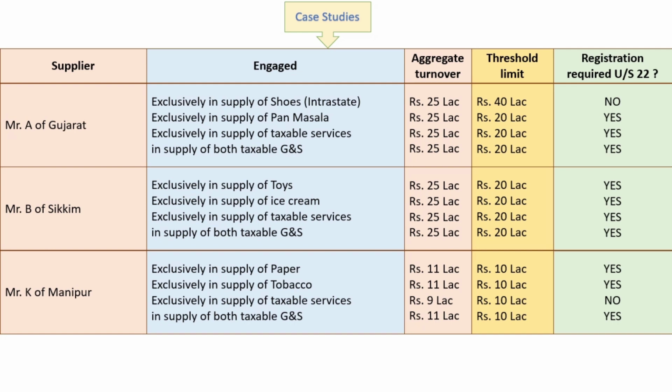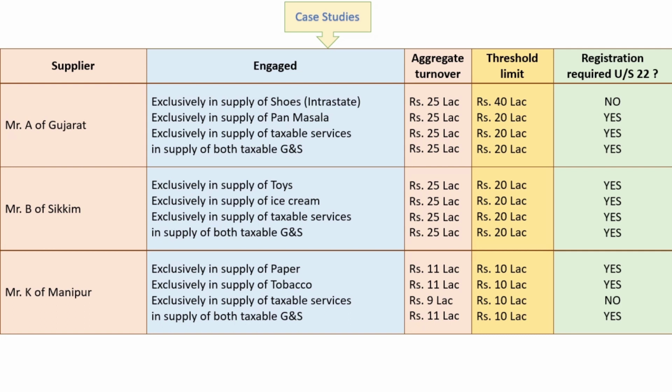Next case study, for same state, Mr. K of Manipur exclusively engaged in supply of taxable services. His aggregate turnover is rupees 9 lakh and here threshold limit is 10 lakh. So his aggregate turnover is less than the applicable threshold limit. So whether he is liable for registration under section 22? No, because his aggregate turnover is less than the threshold limit.